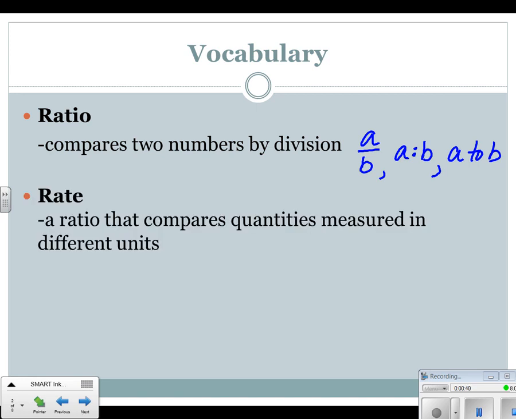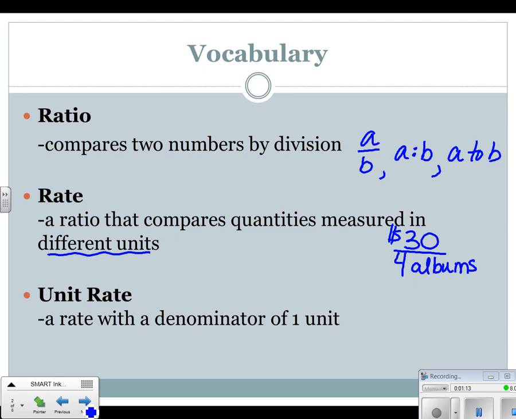A rate is a type of ratio that compares quantities measured in different units. The key here is the different units. So an example would be $30 to 4 albums. We're looking at dollars and we're working with albums. So we have two different units of measurement there. So that would be a rate.